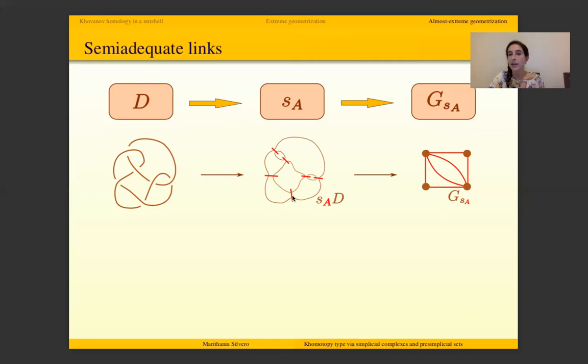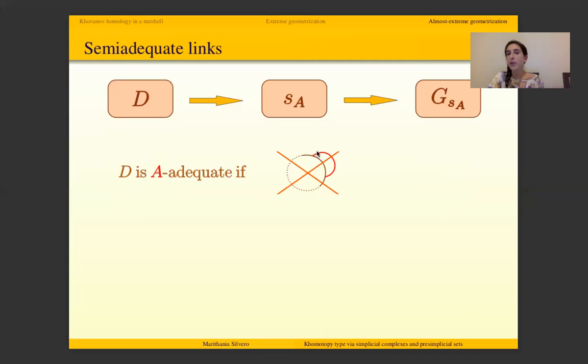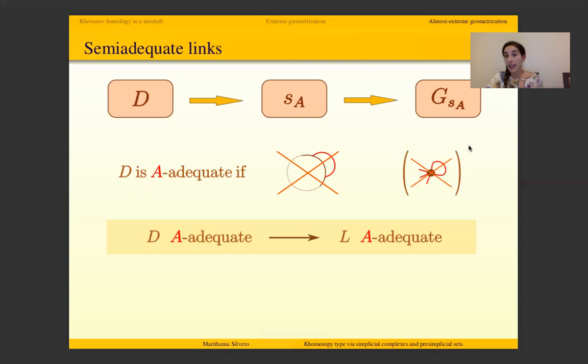So this is the graph associated to this state. We say that the diagram is A adequate if, when we smooth every crossing following an A label, we don't have segments with both endpoints in the same circle. At the level of the graph, this means that the graph has no loops, okay? A diagram is A adequate if you don't have this situation. And a link is adequate if it can be represented by an adequate diagram.